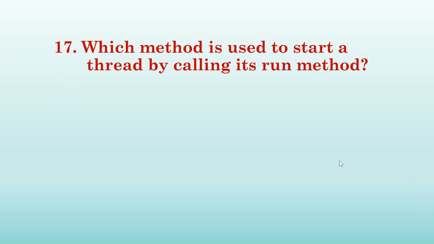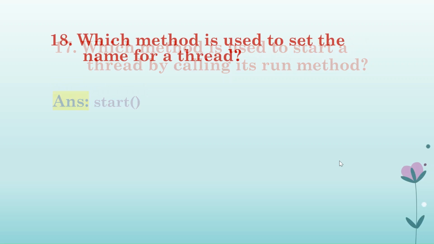Which method is used to start a thread by calling its run method? There is a method called the start method. So the start method is going to call the run method internally for the execution. We need not call the run method directly. If you call the start method, it takes care of calling the run method of the thread.